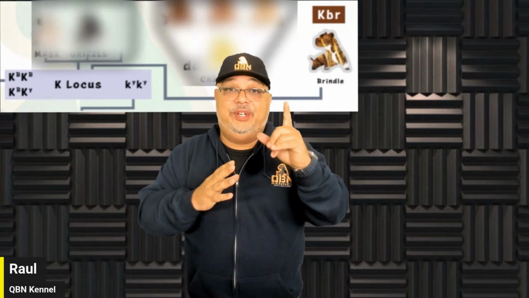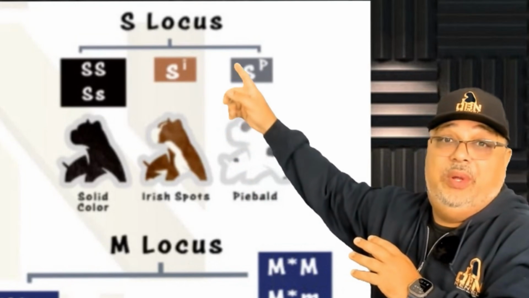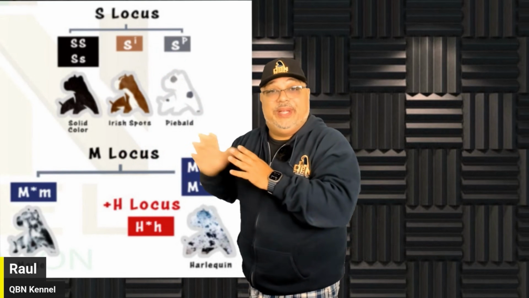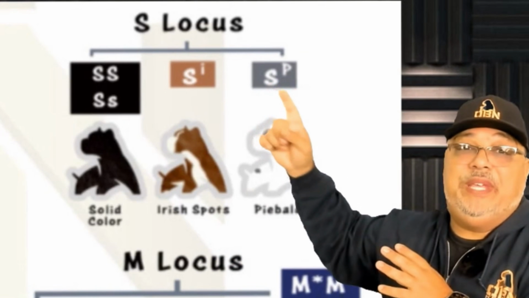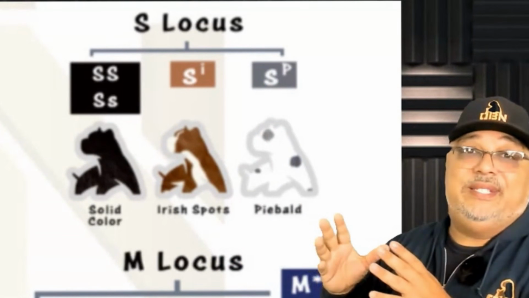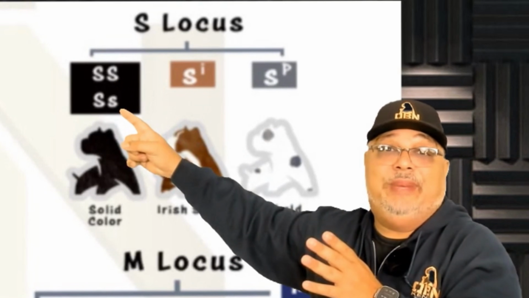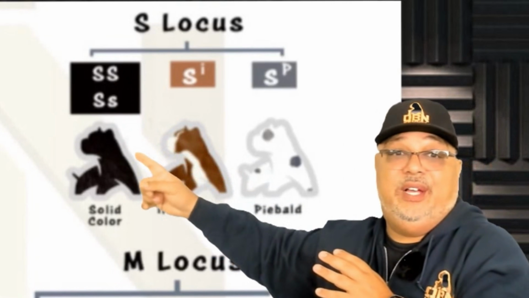But there's another pattern or patterns we need to talk about. And that's none other than both Piebald, which you're going to find in the S locus, and merle. We're going to get into that here in a second. For Piebald, you're going to need the SP gene to appear. In the S locus, if you have two dominant S's or a combination of a dominant S with a recessive S, you're actually going to be getting a solid color.